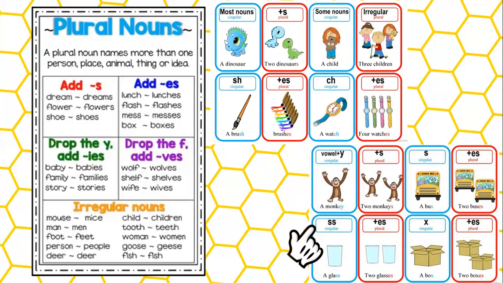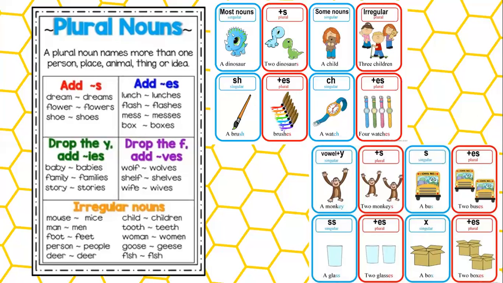Alright, same goes for a word that ends with SS. We have to put ES to it. We cannot have 3 S's in a row. So glasses. Then bus. Same goes for a word that ends with one S. We have to put ES, buses. And lastly, a word that ends with X, we have to put ES, boxes.